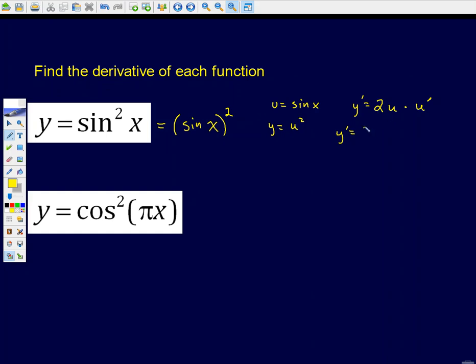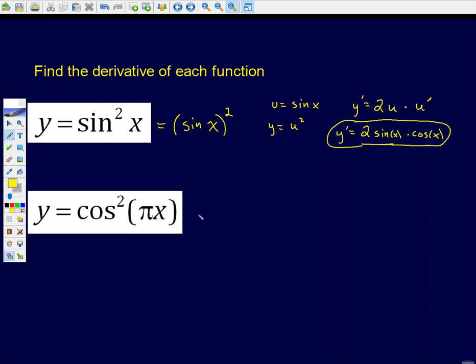And so I will fill in both those items. 2u is going to be 2 sine x. And then u prime is the derivative of u with respect to x. That's going to be the derivative of sine x, which is cosine x. So my derivative is already in a good way, written 2 sine x cosine x. So notice this time this trig function was the inner function inside of the squaring function.